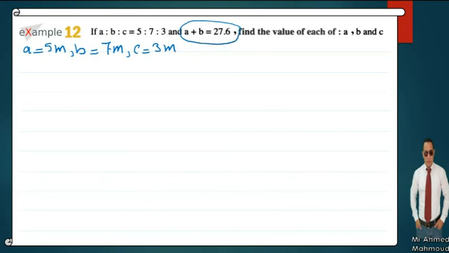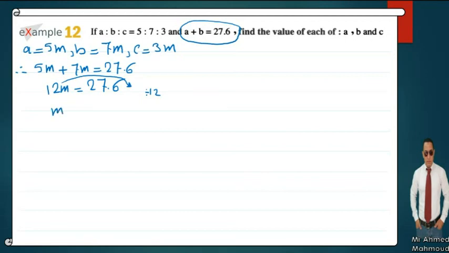Since we have this given, I will replace a and b by 5m and 7m. Therefore 5m plus 7m equals 27.6. Then 12m equals 27.6. By sending 12 there, divide, then m equals 2.3.